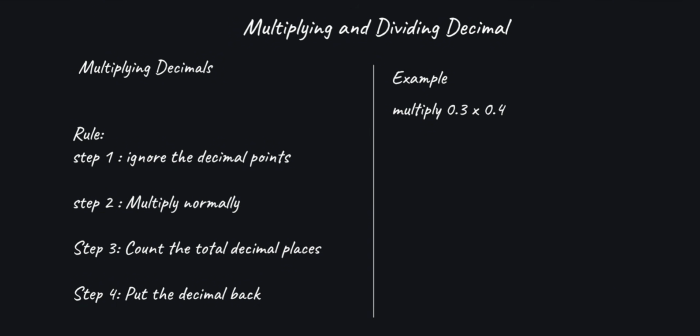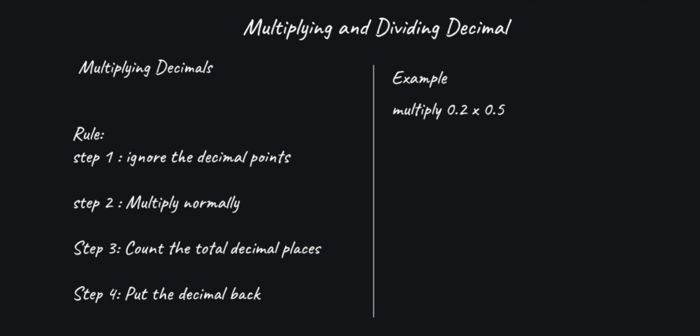Let's multiply 0.3 times 0.4. So how would we do it? First thing, let's ignore the decimals. That's the same as 3 times 4, which is equal to 12. And then let's count how many decimal places there are. We have one decimal place here and one decimal place there, which makes a total of 2 decimal places. So we're going to count 2 decimal places in our answer: 1, 2. This is where the decimal point will go. And because the decimal point is right at the front, we're going to put a 0 there. And our answer is 0.12.